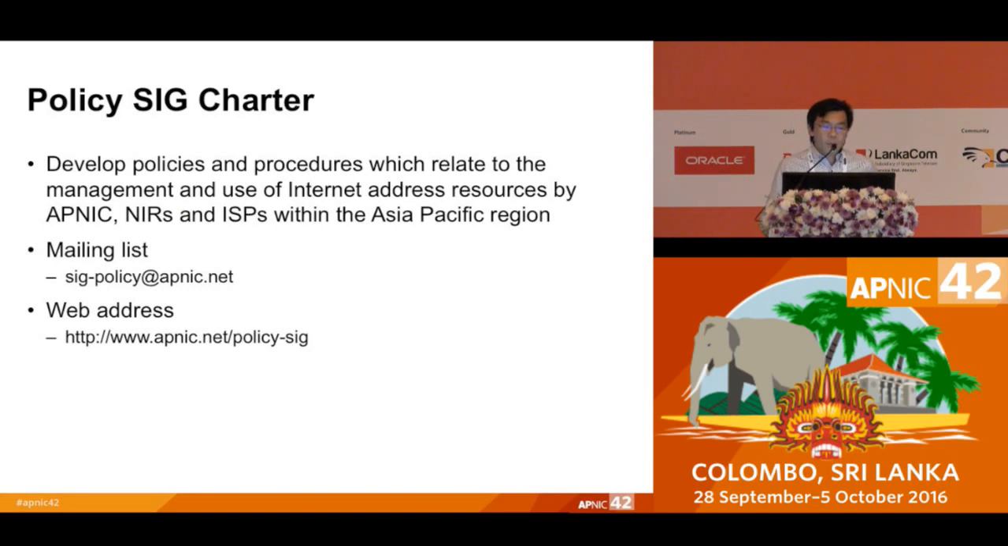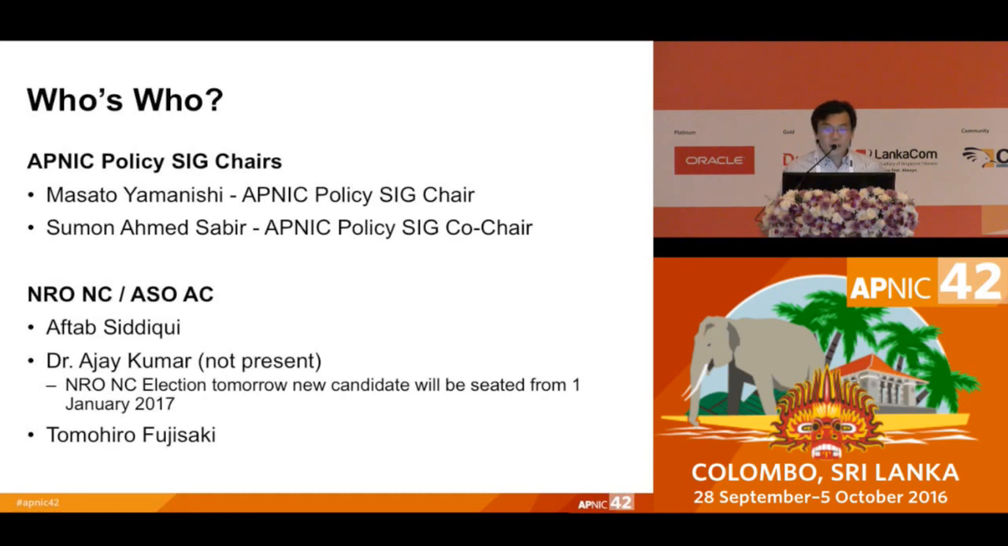So first of all, it is our SIG charter. It says our charter is developing policies and procedures which relate to the management and use of internet address resources by APNIC, NIRs, and ISPs within the Asia Pacific region. And our mailing list is this, and our website is this one. Okay, please go to the next one. So in this SIG, we have SIG chair and SIG co-chair. And current SIG chair is me. I'm Masato Yamanishi. And current co-chair is Sumon. Can you raise your hand?